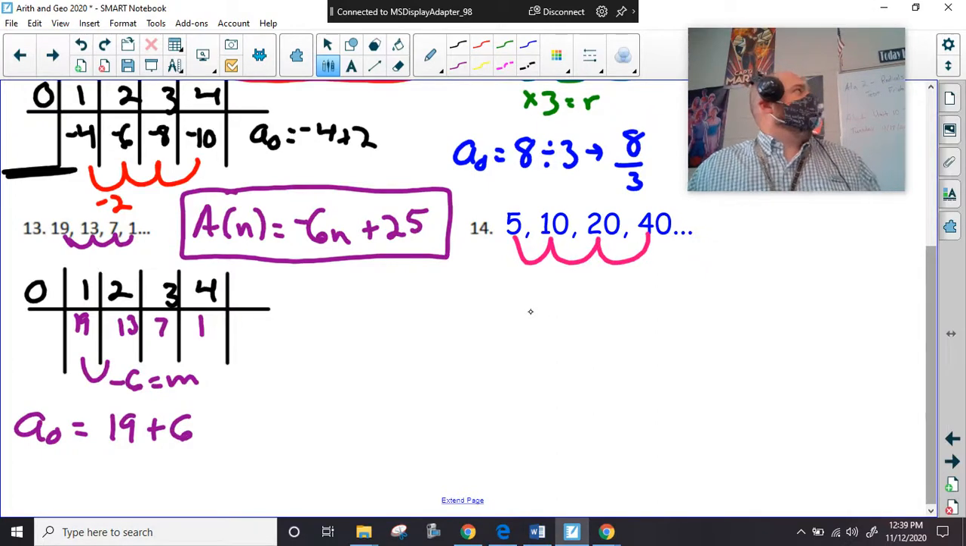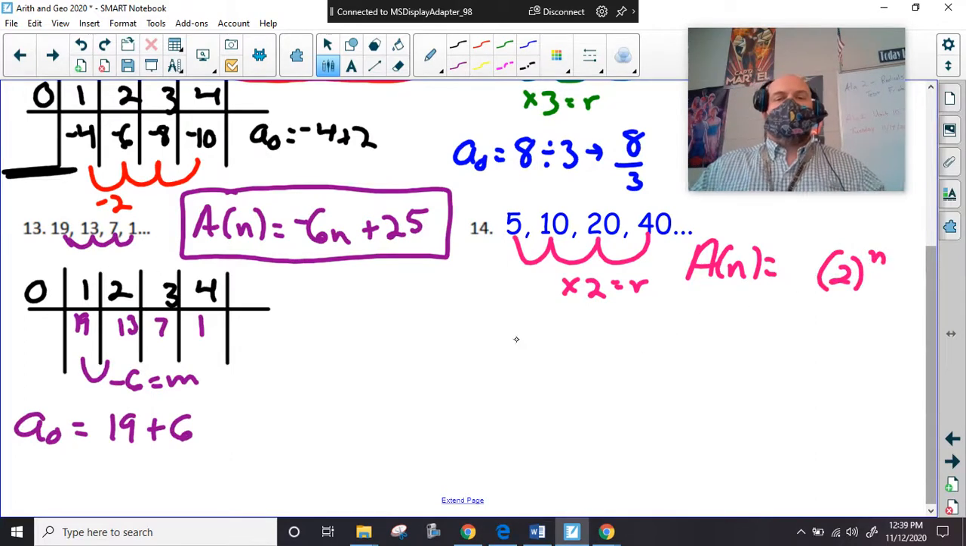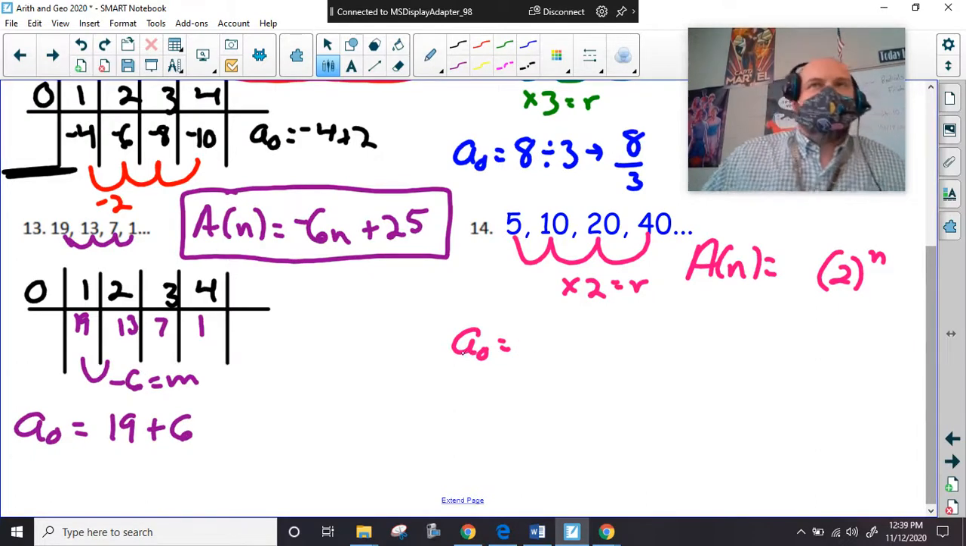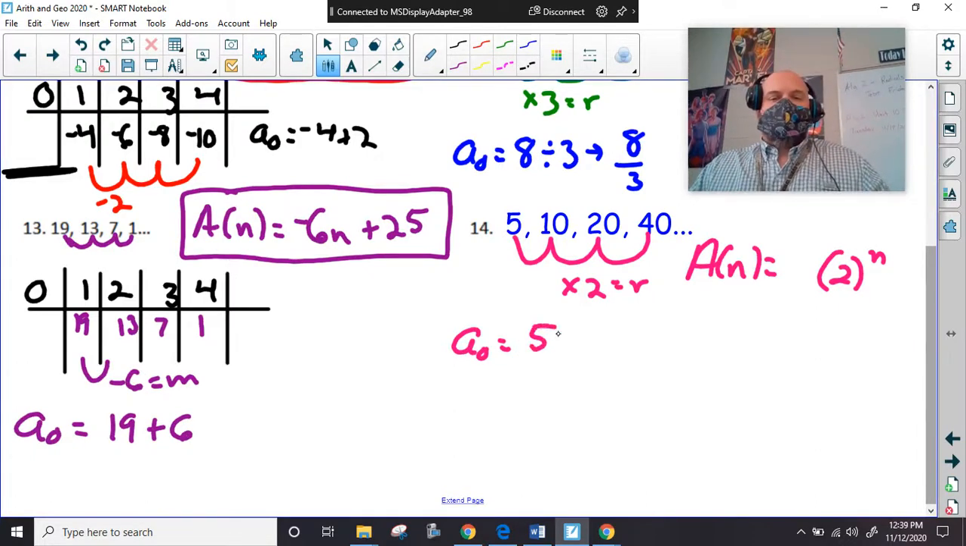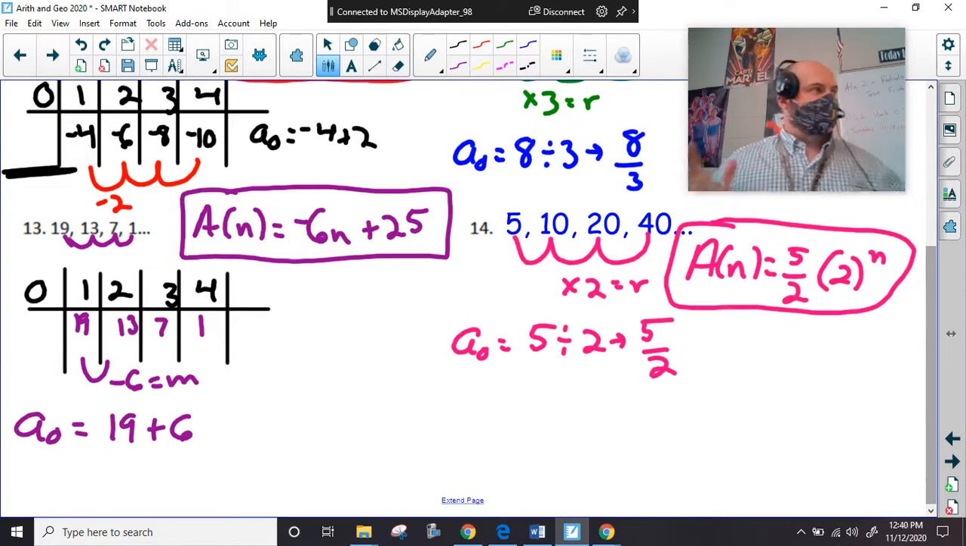Oh yeah. So on number 14, what's happening each time? I'm multiplying by 2. So that's my R, because we know it's geometric. I'm going to have a of n equals something times 2 to the nth power. Okay? So to find my a sub 0, I got to do the opposite of multiply by 2, which is divide. So 5 divided by 2 is the same thing as saying 5 over 2. And voila.